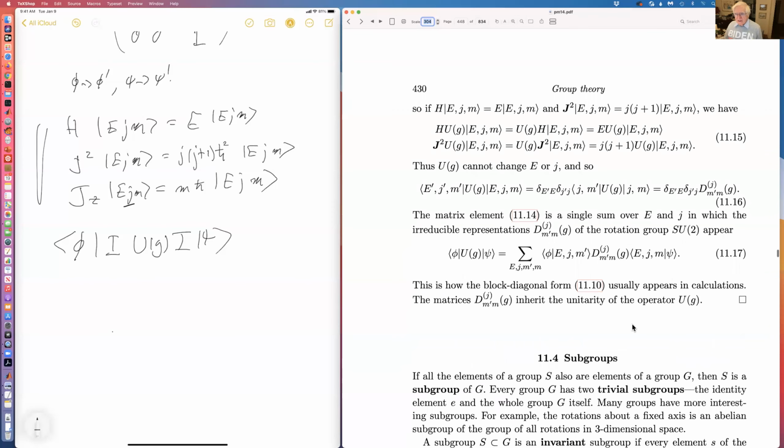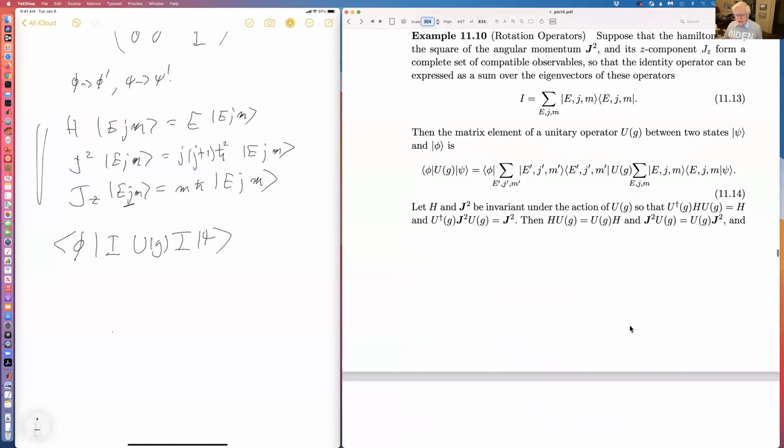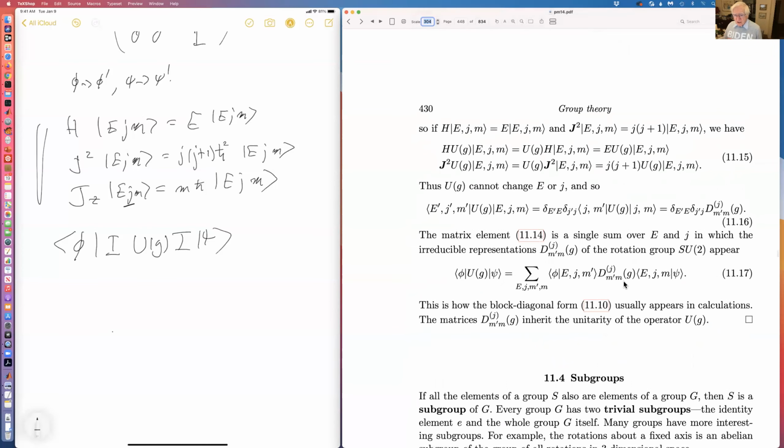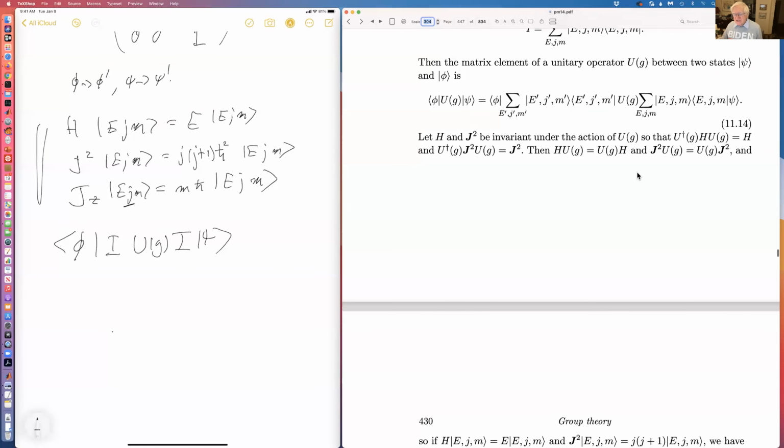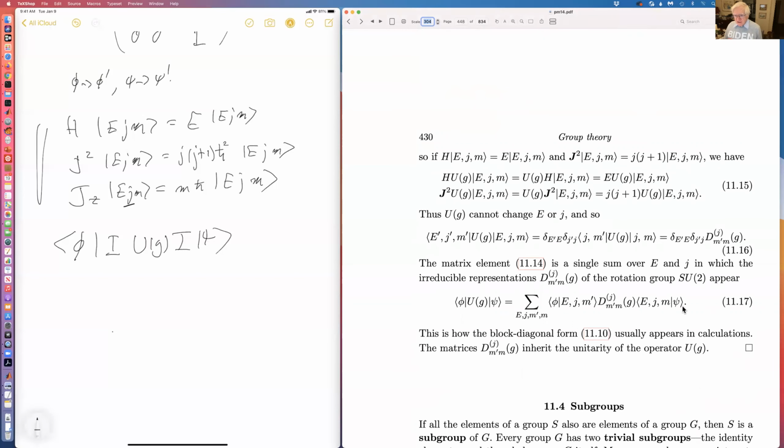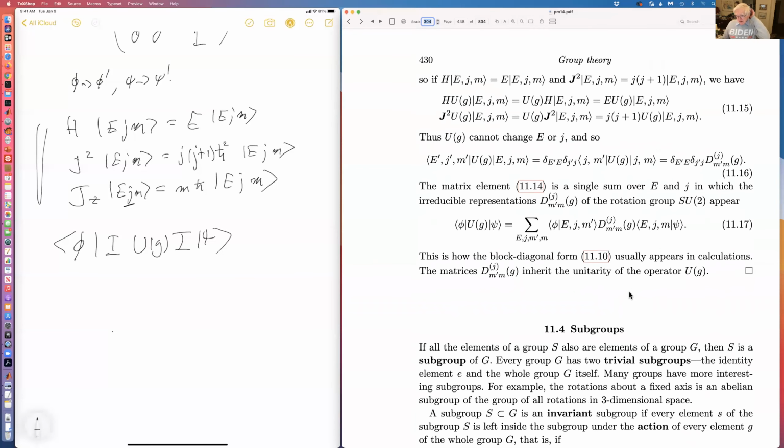And so that matrix element, which is a double sum, is actually just a single sum. Instead of being a sum over 6 variables, it's a sum over 4 variables. And so we have E J M psi, phi E J M prime, and then this quantity here. And so this is a block diagonal form that appears automatically. And the matrix D^J then turns out to be unitary because the operator U is unitary.